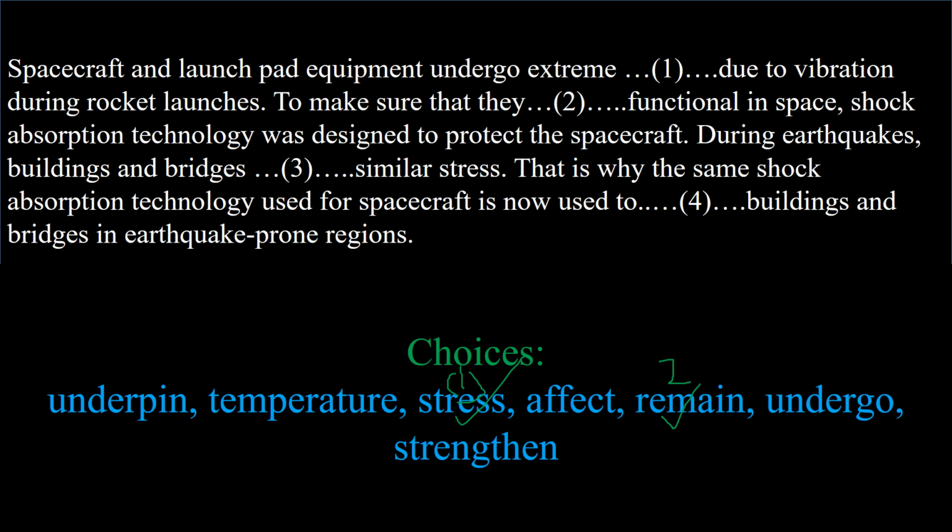during earthquakes, buildings and bridges, similar stress. So 3 number undergo. Bridges undergo similar stress. That is why the same shock absorption technology used for spacecraft is now used to dash buildings and bridges in earthquake prone regions. So 4 number answer will be strengthen.